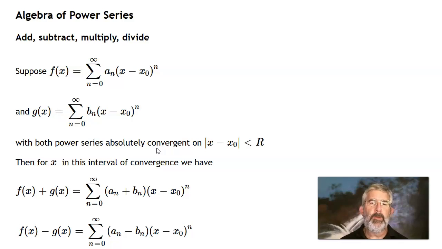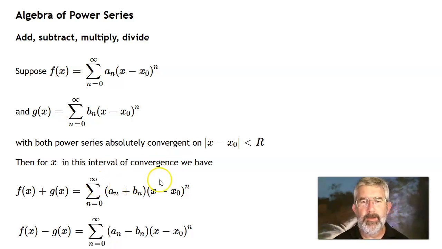It's possible that each one of these has a different interval of convergence, but they both are centered at x0. So take the smaller one, and in the smaller one they're both convergent. So if you're within the interval of convergence of both of those, then we can do this.